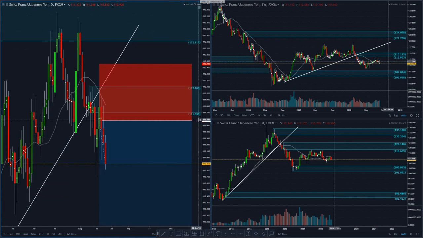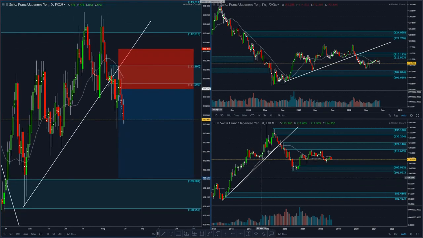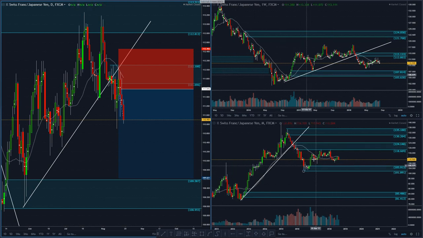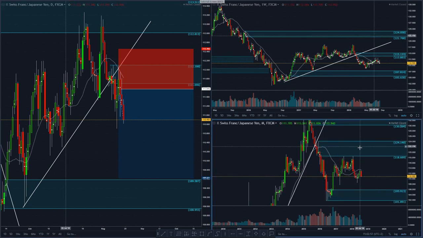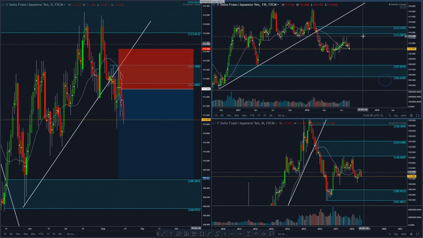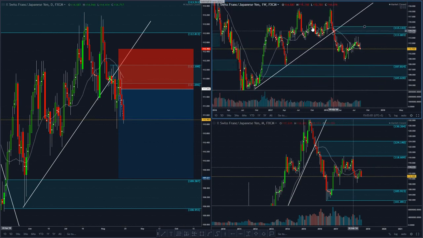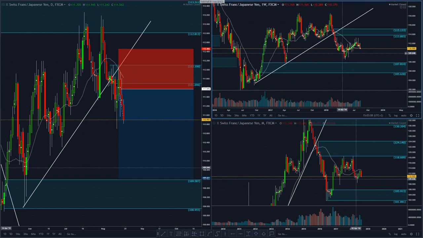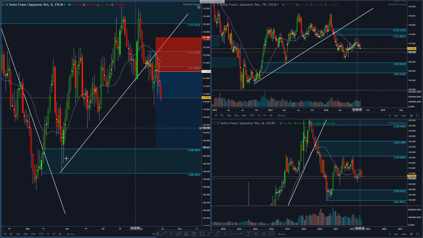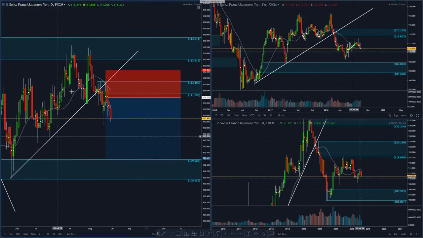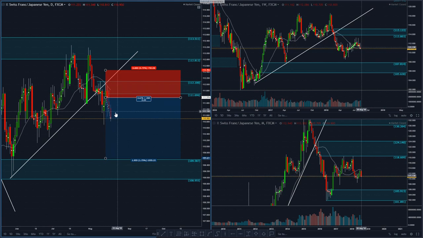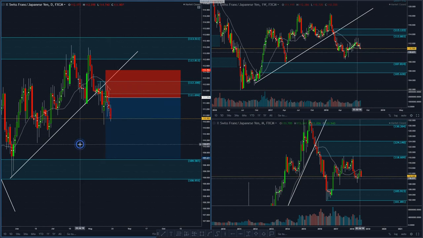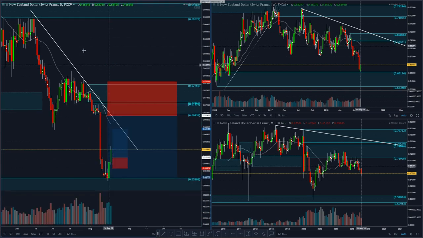The next one is Swiss franc Japanese yen. What do we have here? We have this monthly consolidation, and we have the monthly supply zone in control, so it's pushing the price lower. As well we have this weekly broken trend line, and the price is not moving from any zone, however this monthly is still in control, and we have the weekly and daily momentum shift from this supply zone which is now in control, so I'm expecting this to drop lower.